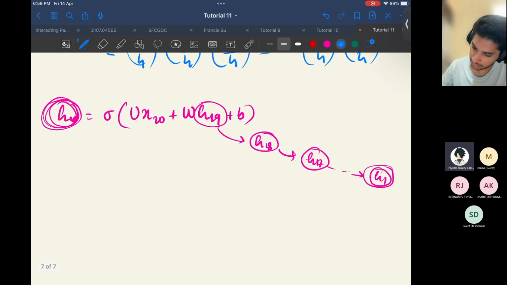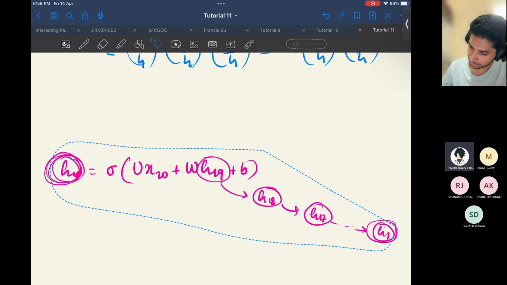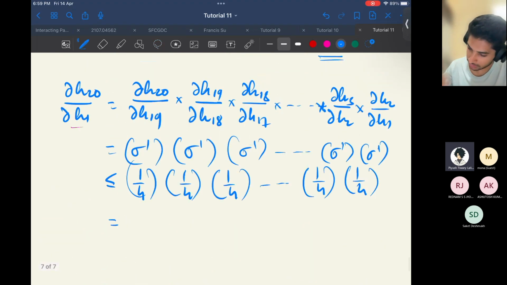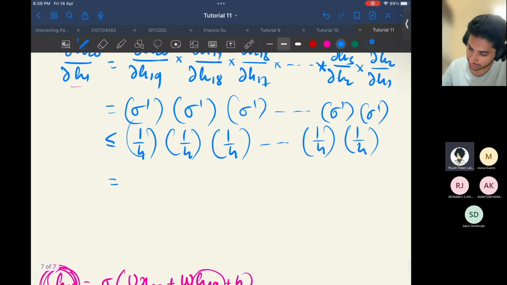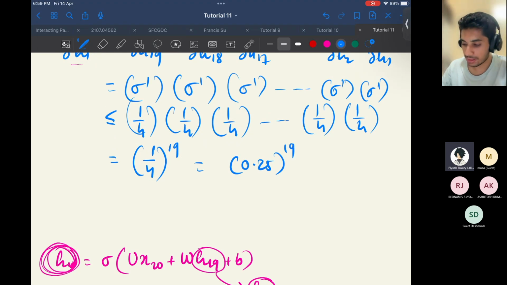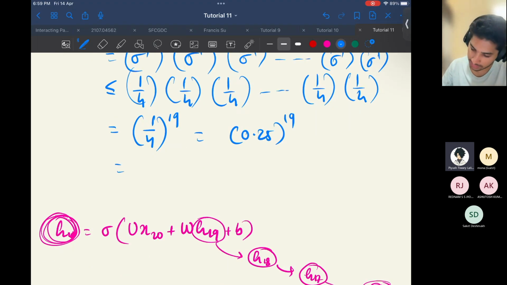So how many terms are there? I think there are 19 terms, so 1 by 4 to the power 19. Now what can we say about 1 by 4 to the power 19? This is 0.25 to the power 19. So this is a very small quantity. 0.25 is already very small, and another way to say it is that this thing will be 1 by 4 raised to 19.